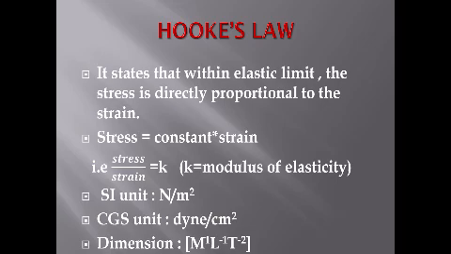What does the statement mean by within an elastic limit? There is one limitation, the elastic limit, which means the body can come back to its original shape. In that range, stress is directly proportional to strain, so stress upon strain is equal to K, a constant. K is the modulus of elasticity. The SI unit is Newton per meter square, the CGS unit is dyne per centimeter square, and the dimension is M L minus 1 T minus 2.